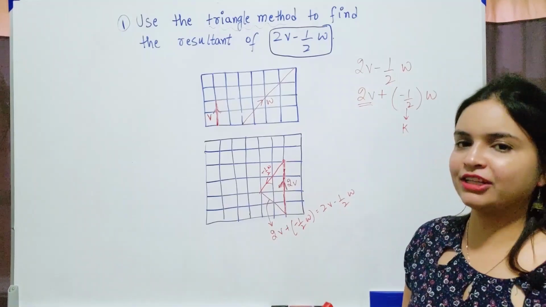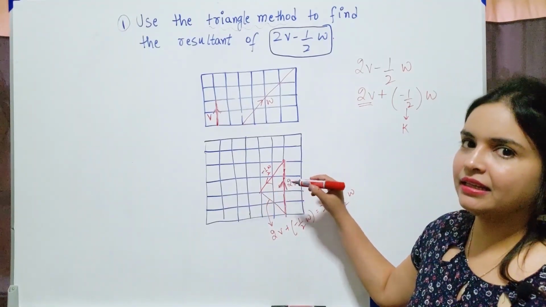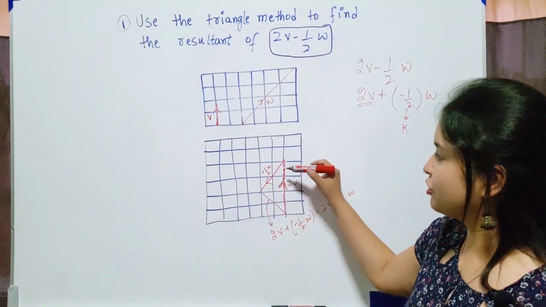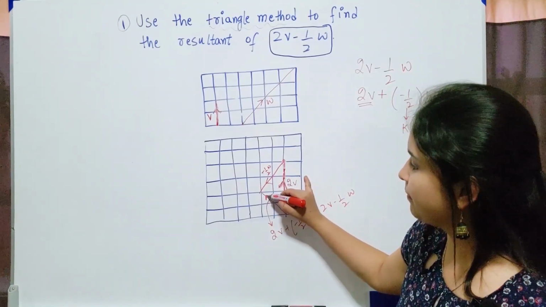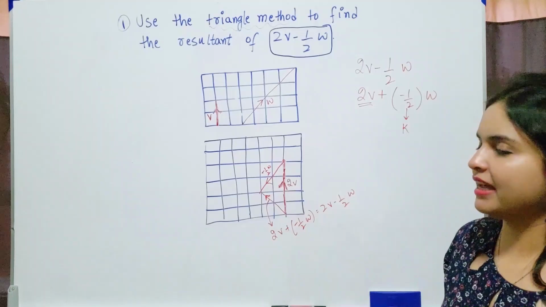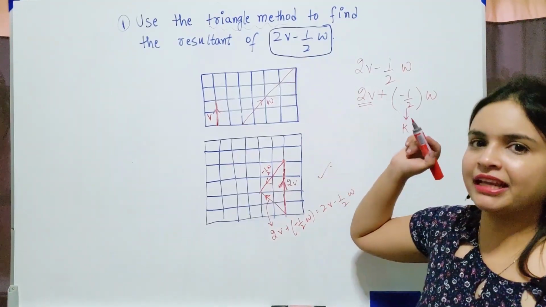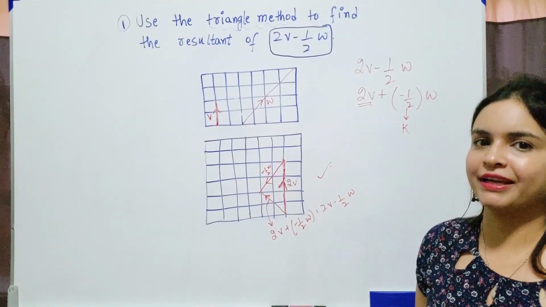Now, what will be the direction of the resultant vector? See, it should be opposite of 2v and half of w. So, if this is going down, that means this will go up. So, this is my resultant vector. This is how you can use scalar multiplication and then you can find the resultant of the given vectors.